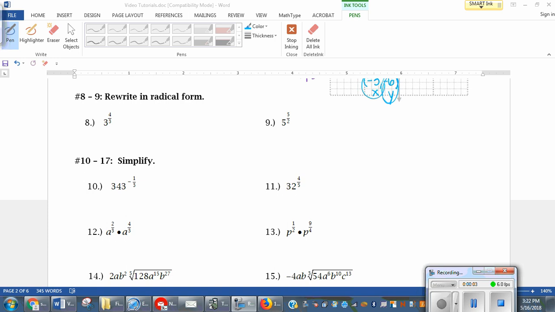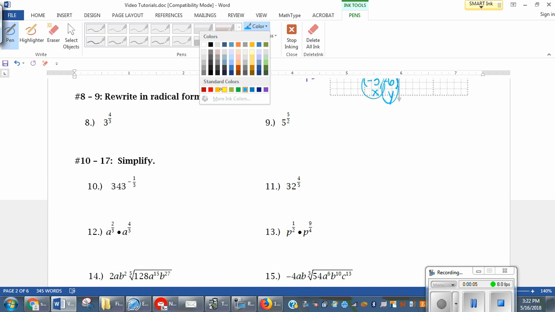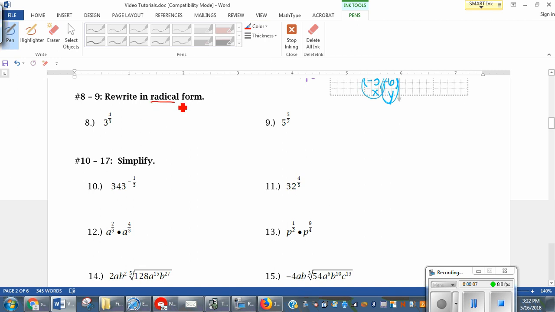All right, so 8 and 9, when we take a look at 8 and 9 and they ask us, it's so important that we're reading the directions on these. We want to write it in radical form. So if you guys remember, when we have our fractions, we always say power over index.